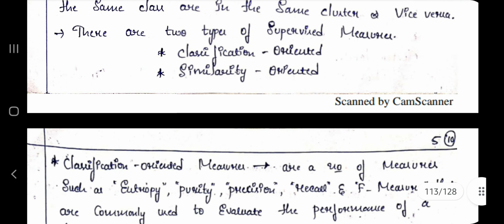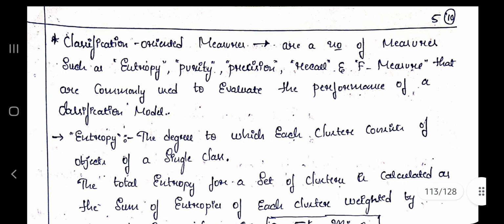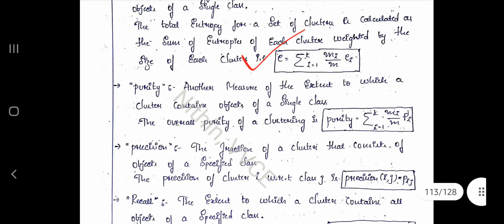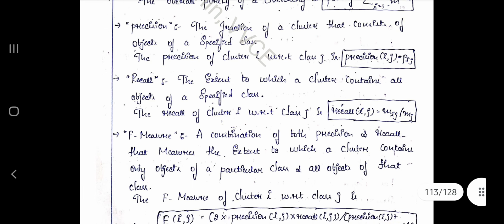That's all. In supervised you will have some data. For the data you need what? Formulas. So formulas can be divided into two types, classification formula and similarity formula. Classification formula is very simple. Here you will have the entropy, purity, precision, recall, F measure and all. These are the different formulas. If you can remember you can go through it. So these are the key points you need to measure.